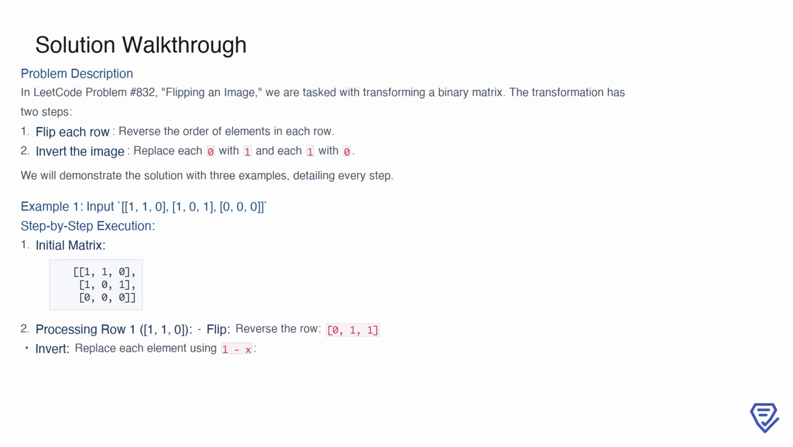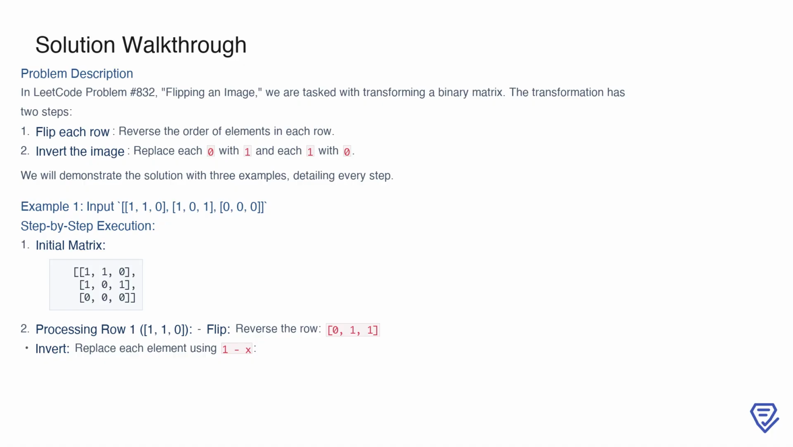In this problem, we are working with a binary matrix, which means the matrix only contains zeros and ones. The task involves two transformations. First, we flip each row horizontally by reversing the order of its elements. Then, we invert the image by replacing every 0 with a 1 and every 1 with a 0.